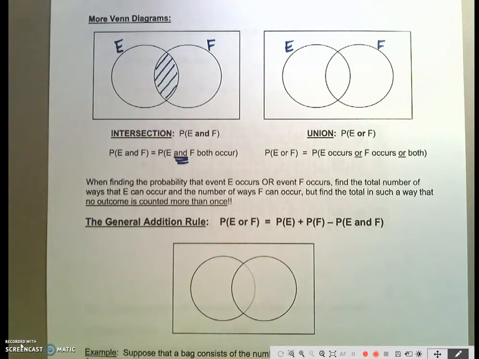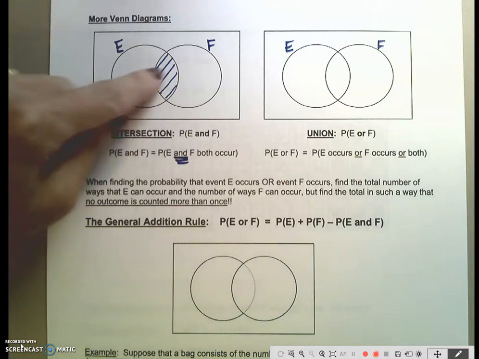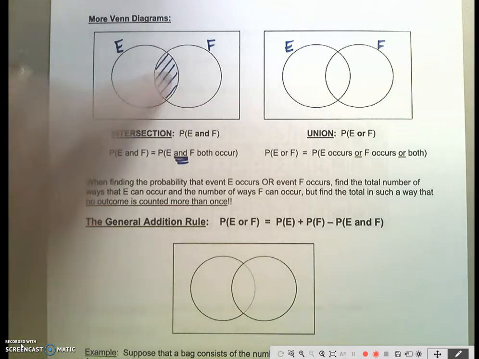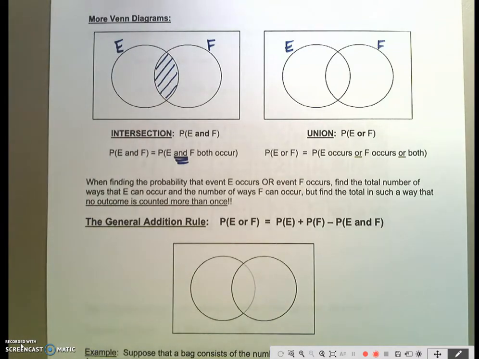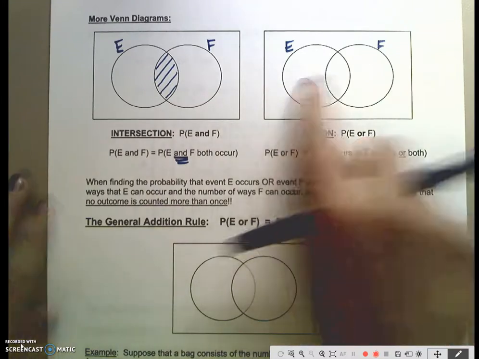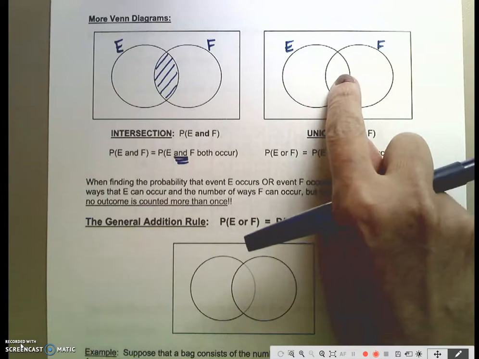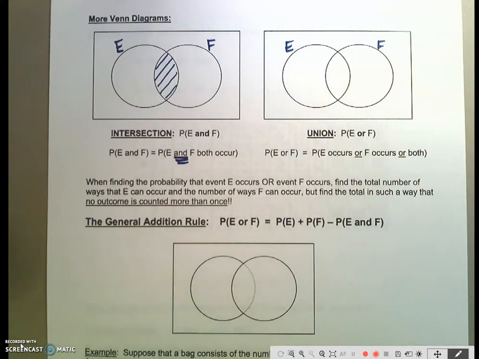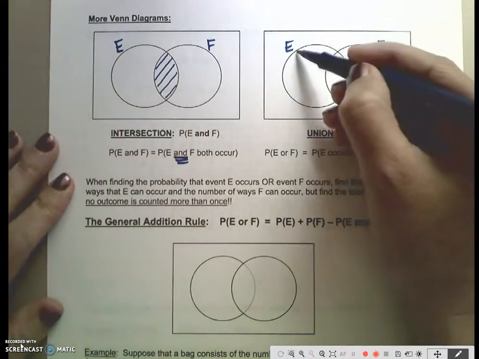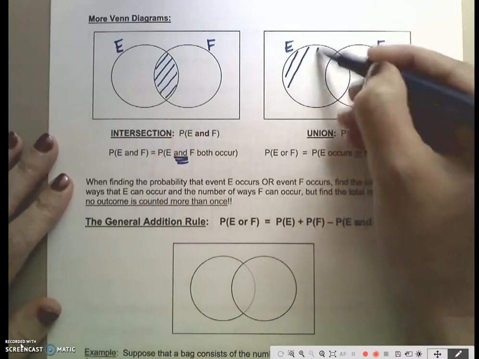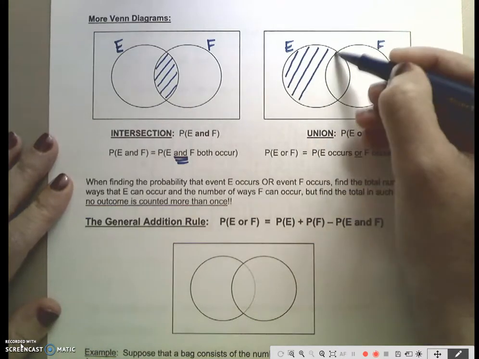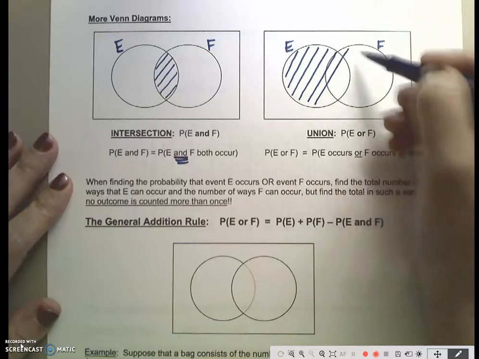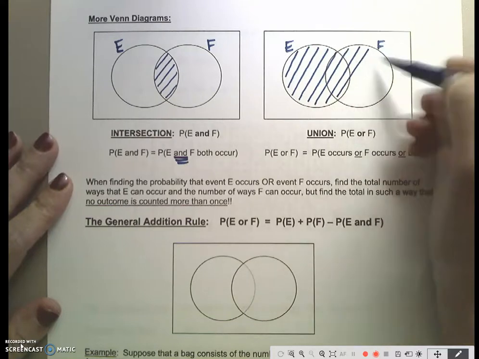The union is less restrictive, because to be in the intersection, you have to be in both sets at the same time. To be in the union, you just have to show up somewhere. You just have to be in E or in F. Or you could be in the middle. I mean, it doesn't matter. You just have to show up somewhere in one of the circles. So a union is like a coming together of two things. Like, you know, they call marriage a union. Two people, right?